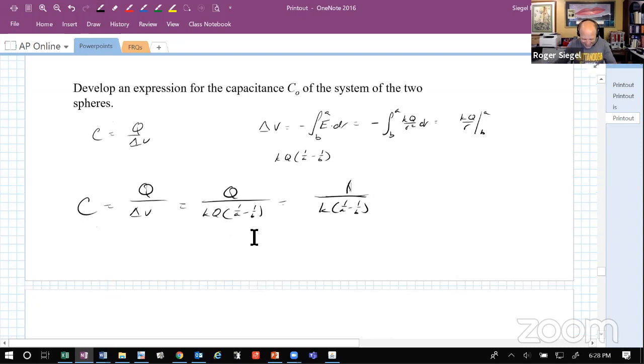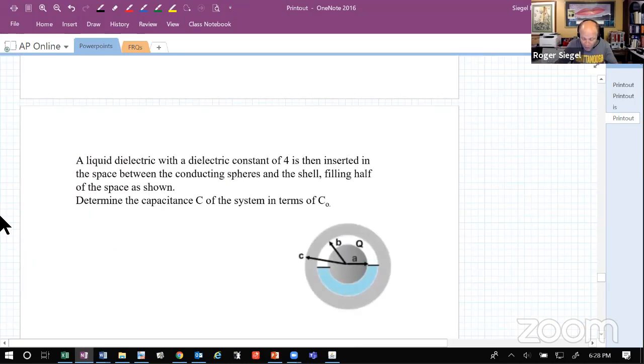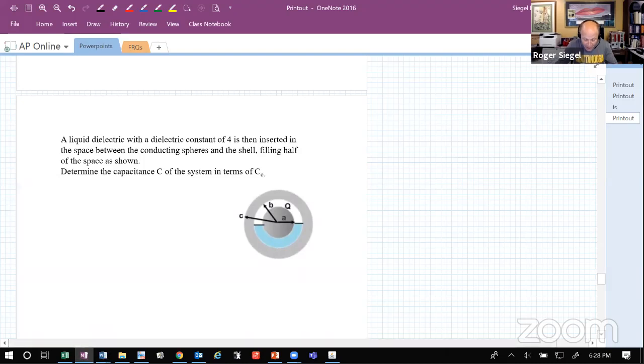Okay, now the next one says, look what happens. It says a liquid dielectric with a dielectric constant of 4 is inserted in the space between the conducting plates and shell, filling half the space shown. Determine the capacitance C of the system in terms of C naught. Now, the first thing we've got to ask is, okay, I've got 2 capacitors here. I've got one with a dielectric, one without. So the question is, are they in series or are they in parallel? So let's go ahead and give that a shot.